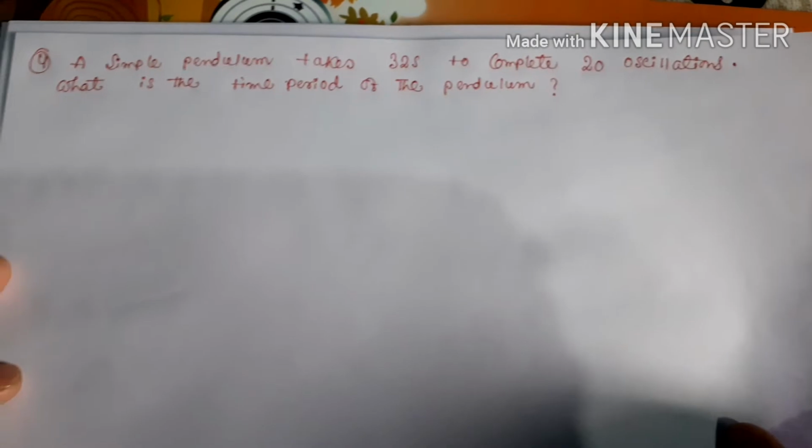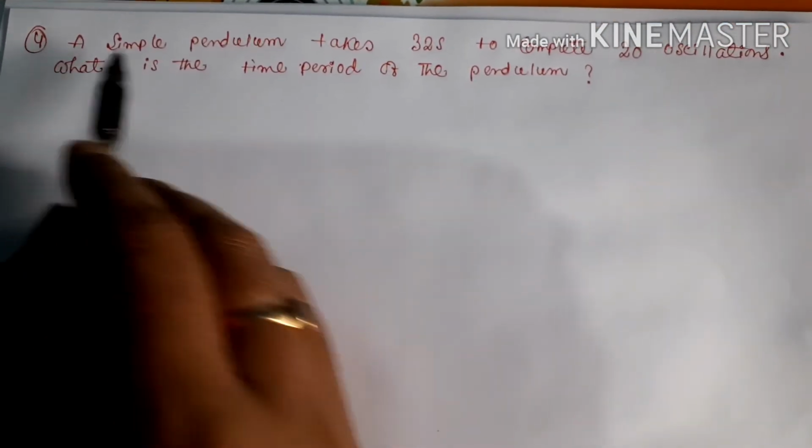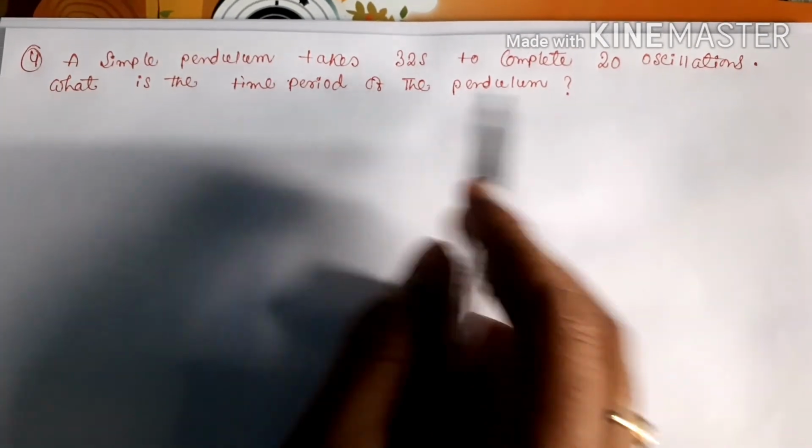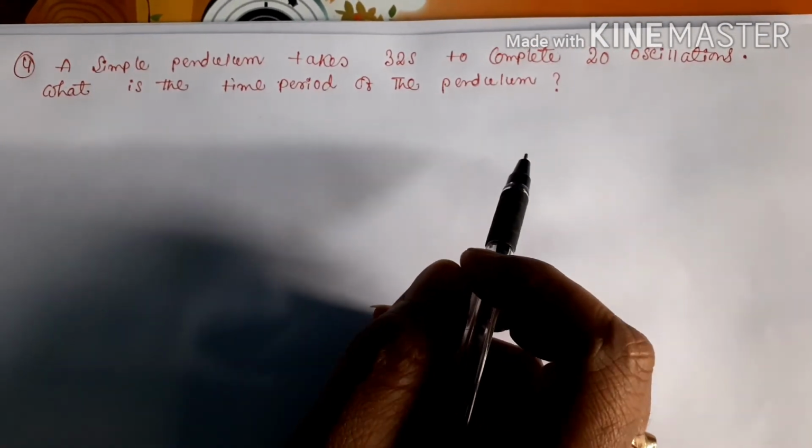Next type of numerical, question number 4. Now we will discuss. One numerical is given here. The question is: a simple pendulum takes 32 seconds to complete 20 oscillations. What is the time period of the pendulum?